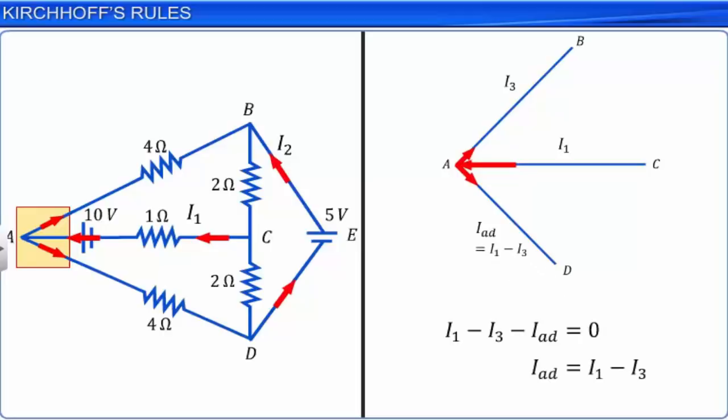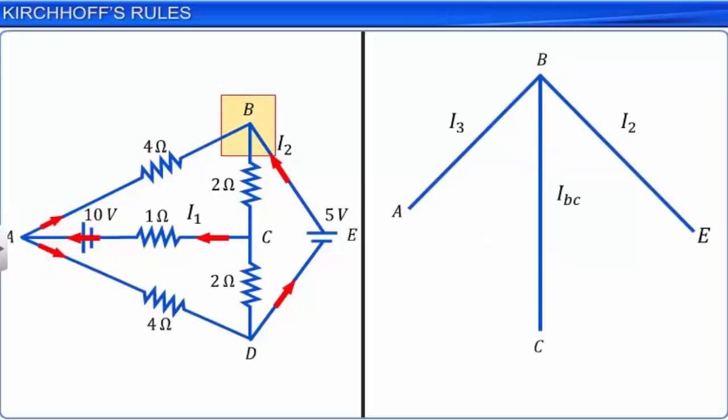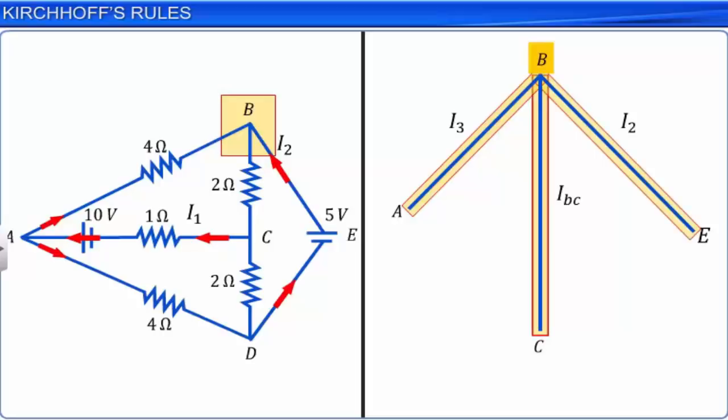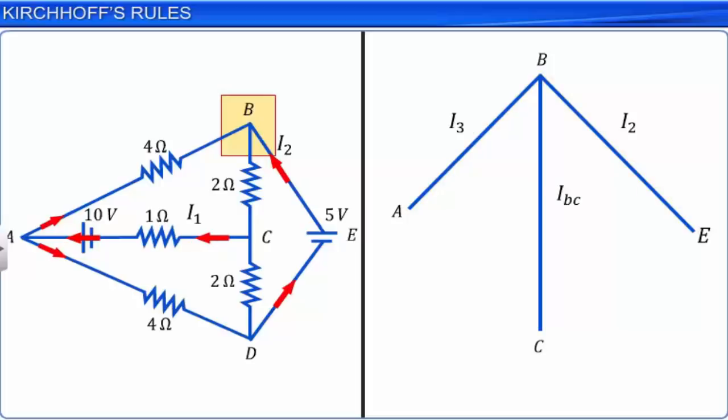Next, let us take the nodal point B. Three branches AB, EB, and CB meet at point B. The current in branches AB and EB are already labelled. We have to find the current in branch BC. Currents I3 and I2 are flowing towards point B. Therefore, the current in branch CB must flow out of the point. We now apply Kirchhoff's first rule to find the magnitude of this current.